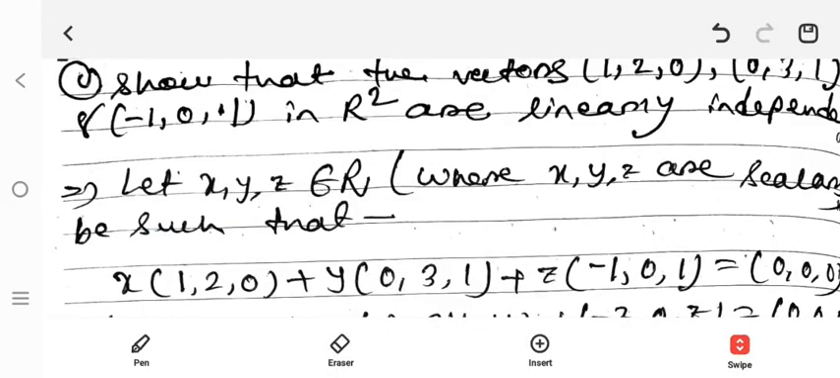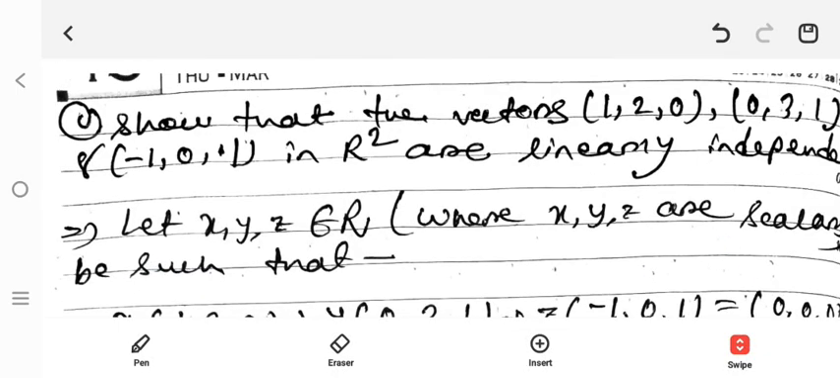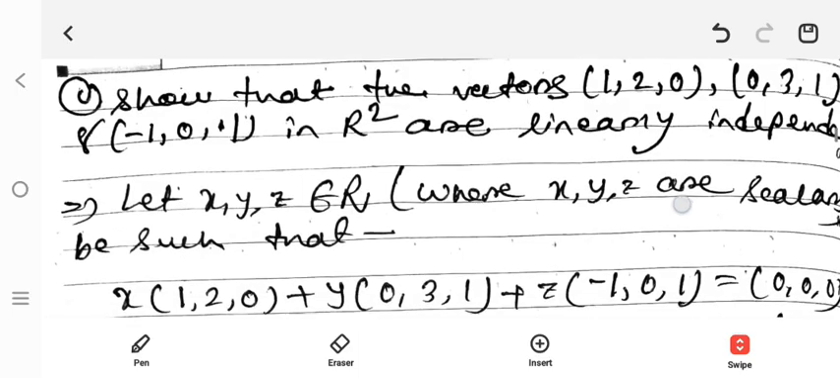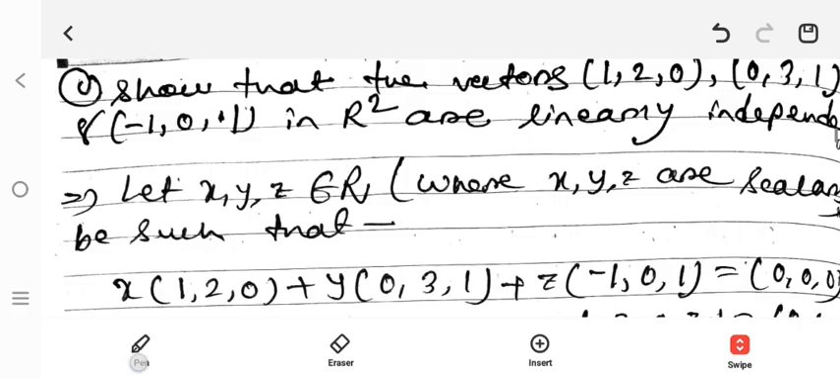Some important questions regarding linearly dependent and linearly independent vectors. Here is our first question: show that these vectors, this is the first vector, and this is the second and third vectors in a two-dimensional space, are linearly independent.